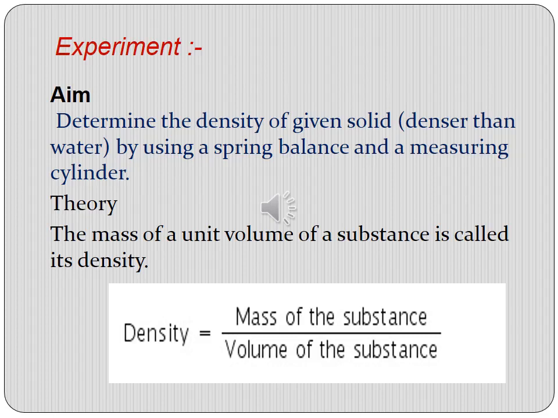Let me see the theory part. The mass of a unit volume of a substance is called its density. That is, the density of an object is the ratio of the mass of the object to its volume.